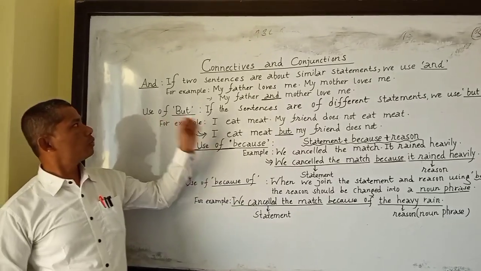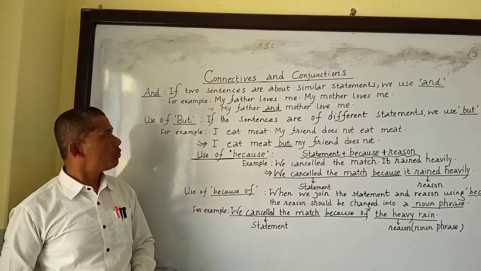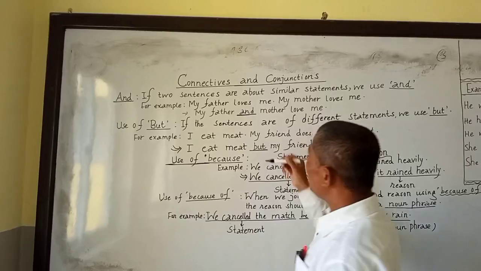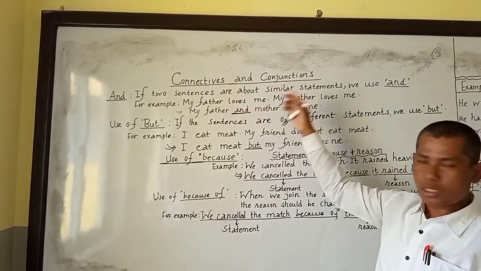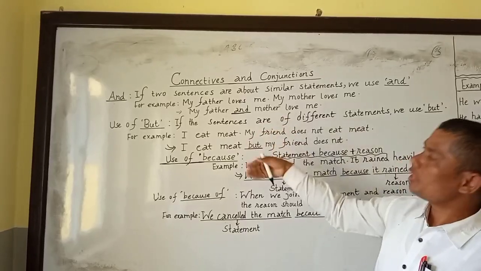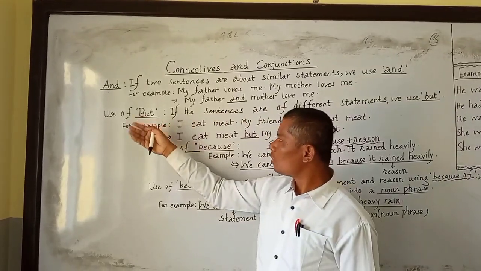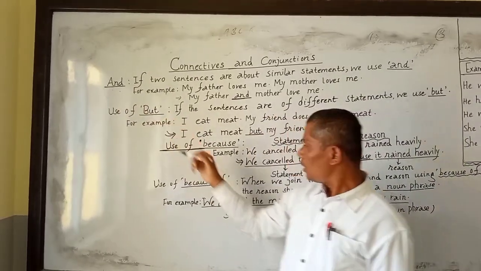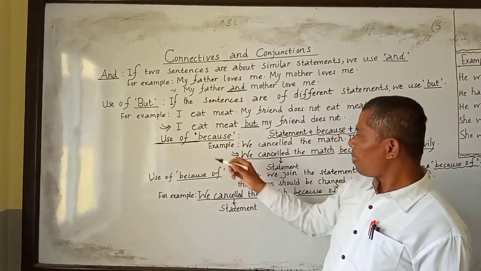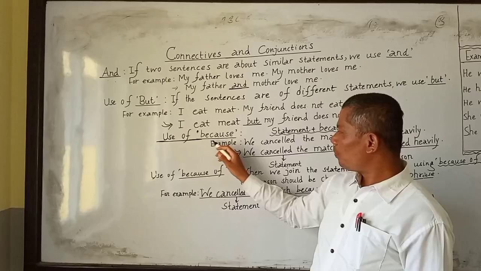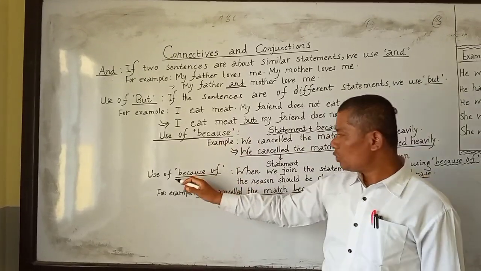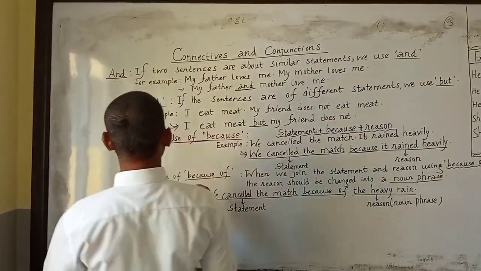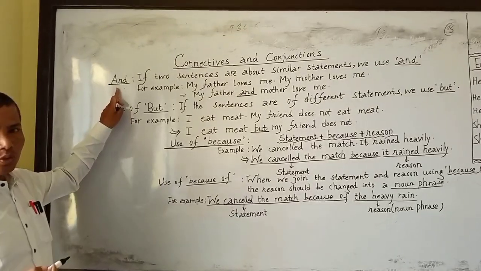We are going to study about connectives and conjunctions. Regarding this, under connectives and conjunctions, today we will be discussing the use of "and", the use of "but". Likewise, we will be discussing the use of "because" and the use of "because of". So let's get started. First of all, let's talk about where to use "and".